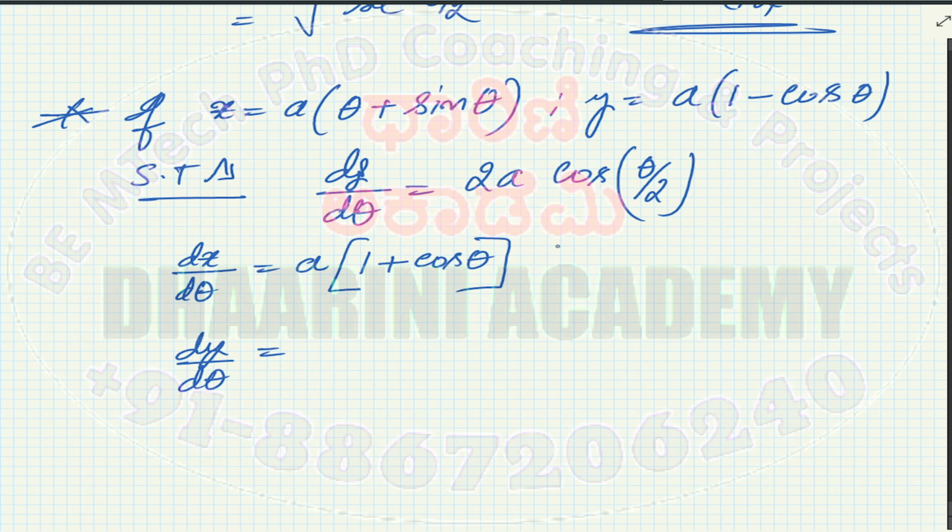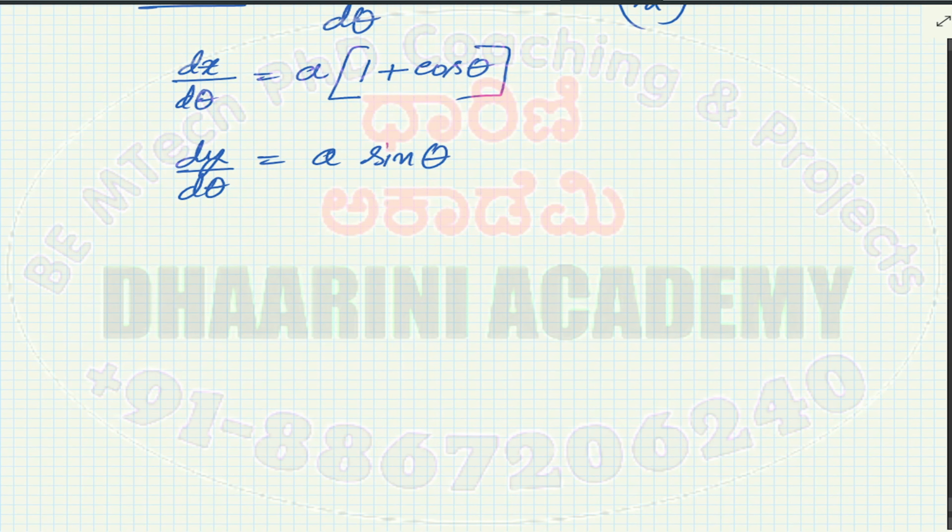So dy by d theta: a is constant, the differentiation of 1 is 0, then I have minus cos theta, whose differentiation will be sine theta. Okay, so we got dx by d theta and dy by d theta. Why did we calculate dx by d theta and dy by d theta? Because in order to get the final answer, that is ds by d theta, the derivative of the arc length.